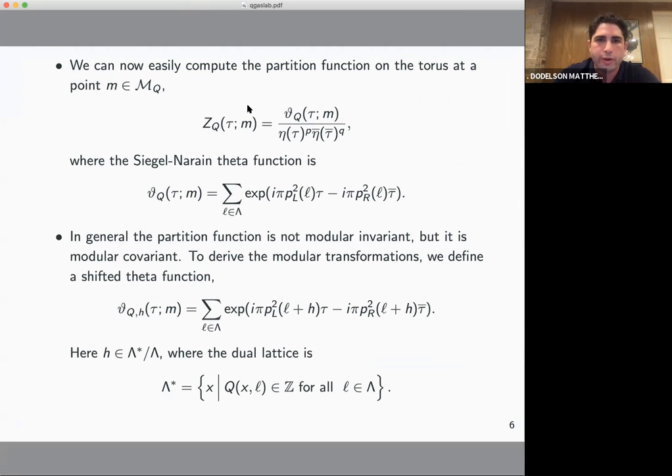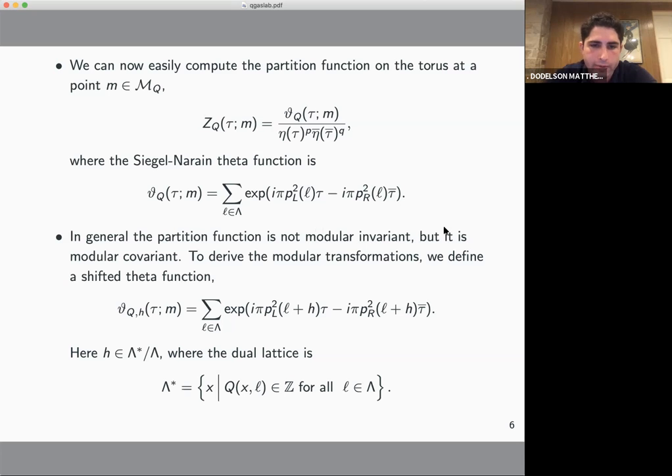So now we can compute the partition function on the torus at some point in the moduli space. And it's equal to a theta function over eta functions. So the theta function is just the sum over the points in the lattice of e to the i pi p left squared tau minus i pi p right squared tau bar. So that's the standard formula, q to the p left squared, q bar to the p right squared. So in general, this theory is not modular invariant. So there's some representation of the modular group, but it's not trivial.